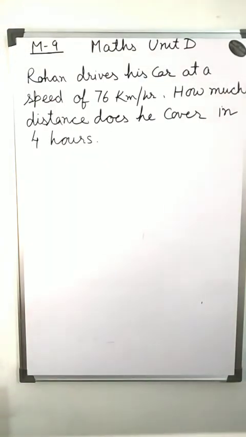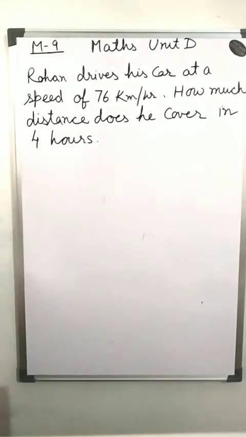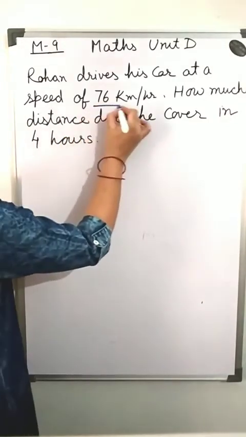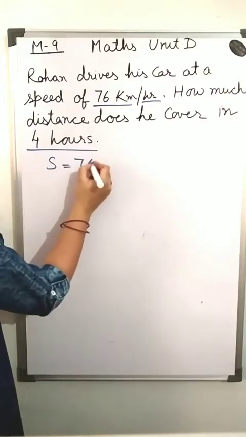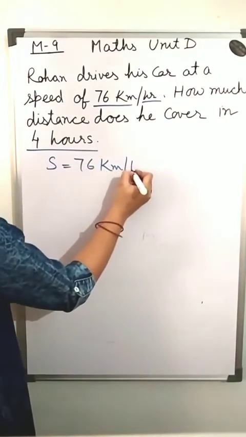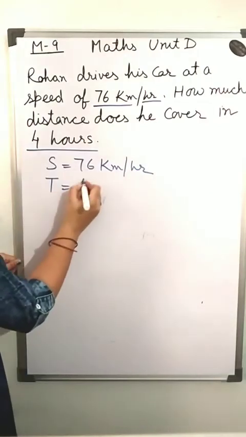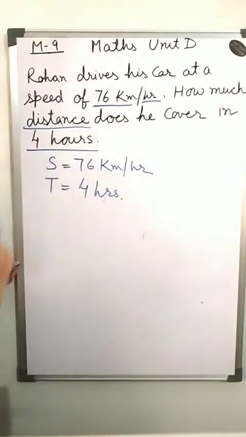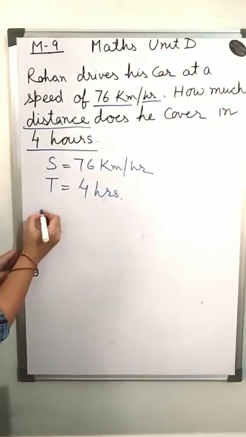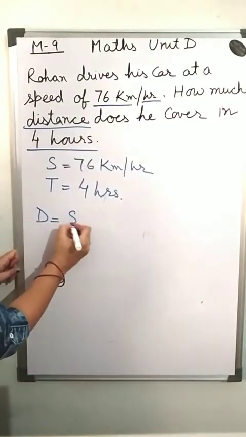Now come to module number 9. Here the question is, Rohan drives his car at a speed of 76 km per hour. How much distance does he cover in 4 hours? So here speed is given and time is given. So S is equal to 76 km per hour and time is equal to 4 hours. In this question you have to calculate the distance covered by a car. So distance is equal to speed into time.